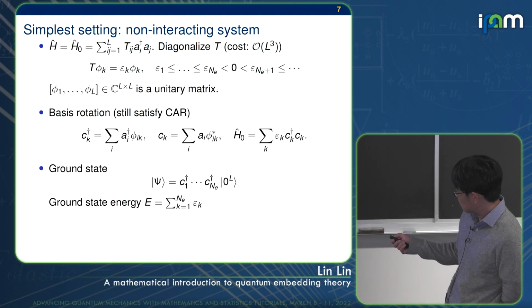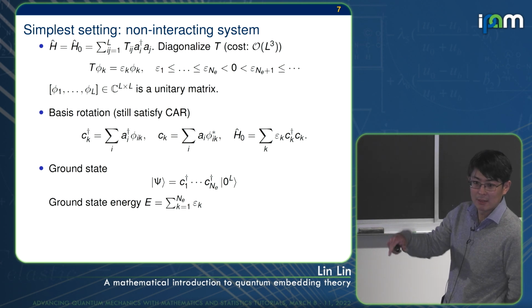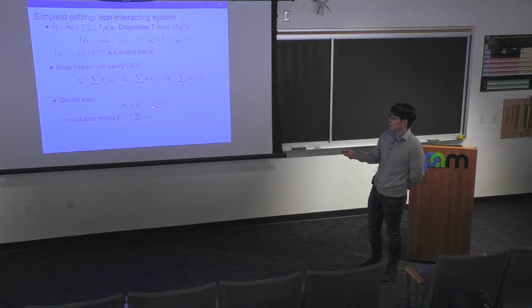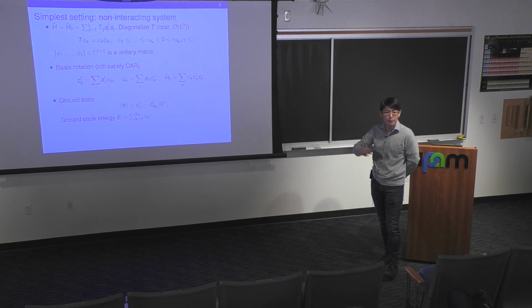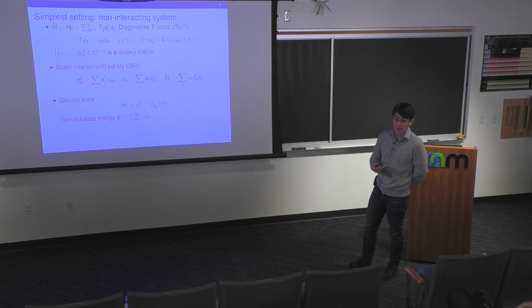Because of this structure, you can immediately solve that eigenvalue problem by hand. And you find the ground state is just you fill all the first N_e orbitals. That is the so-called Aufbau principle applied to the vacuum state. And the ground state energy can be written down as the sum of the first N_e eigenvalues that are below the chemical potential.